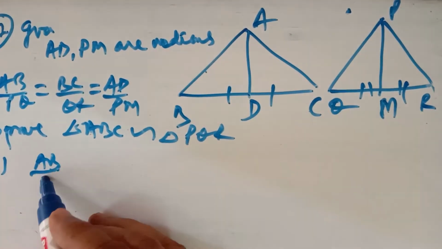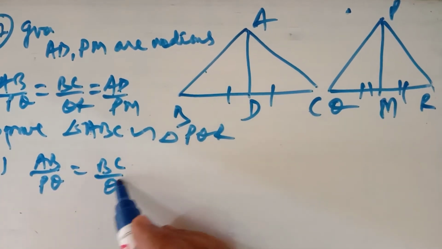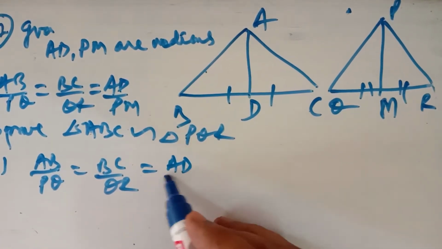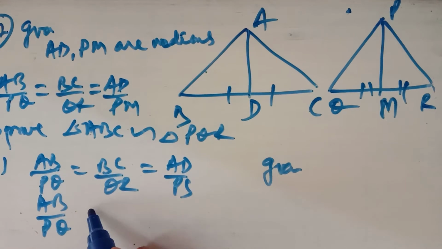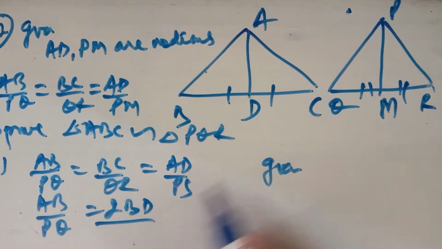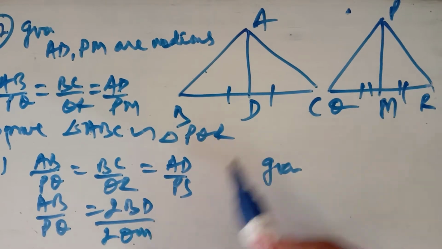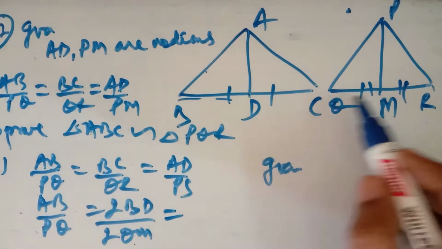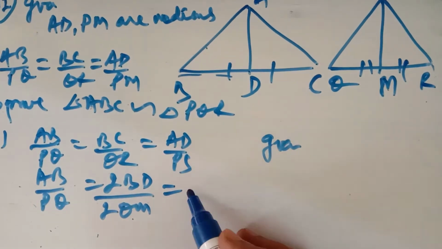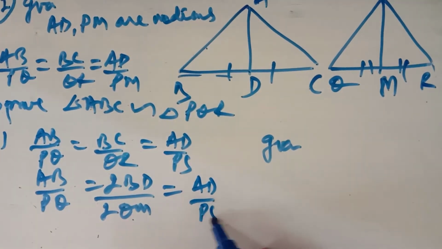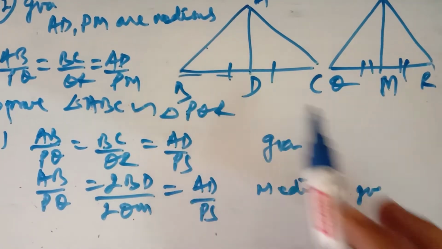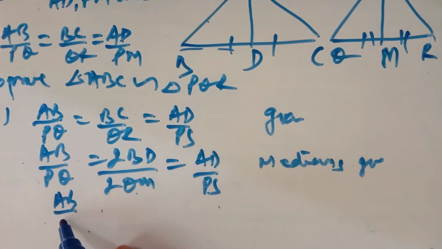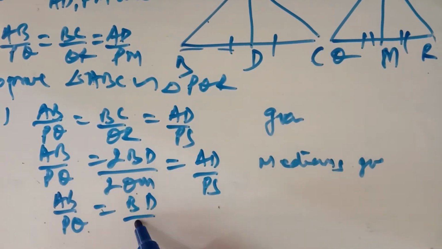Now see it very carefully, it is an easy question. AB upon PQ is equal to BC upon QR is equal to AD upon PM. It is given. In place of BC, I can write twice BD, and in place of QR, I can write twice QM, because the medians are given, so D and M are midpoints. So BC is twice BD. So AB upon PQ is equal to BD upon QM is equal to AD upon PM.